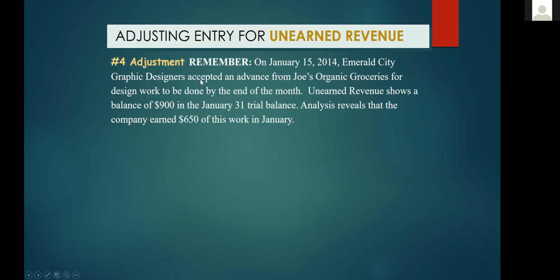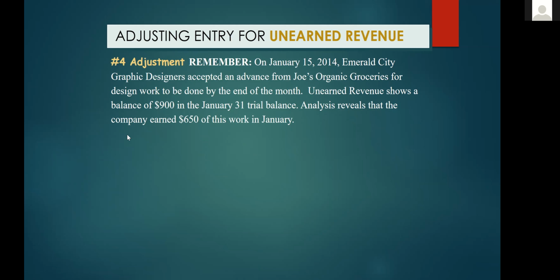Emerald City accepted an advance from Joe's Organic Grocery Store for design work. They're an advertising creative group, to be done by the end of the month. Unearned revenue shows a balance of $900 in the trial balance. So if we went back to that trial balance, we'd see it has a credit balance of $900. But analysis reveals that the company actually earned $650 of this work in January.